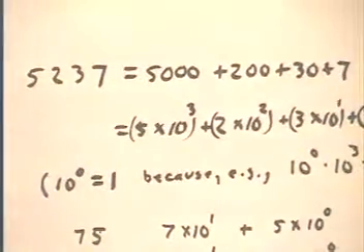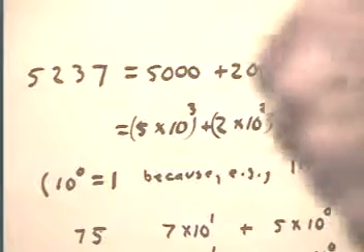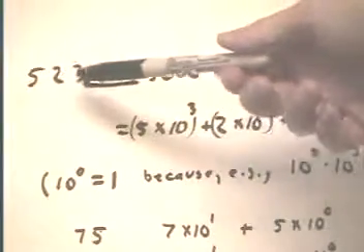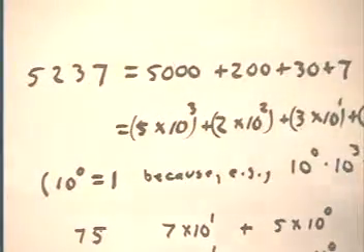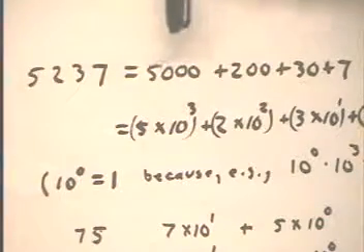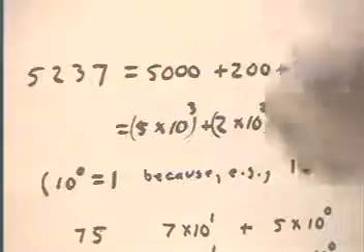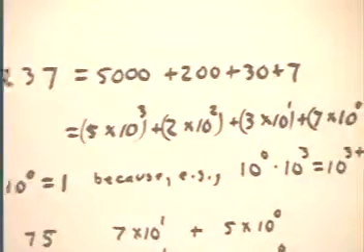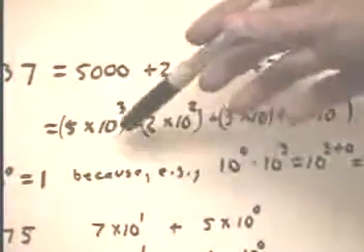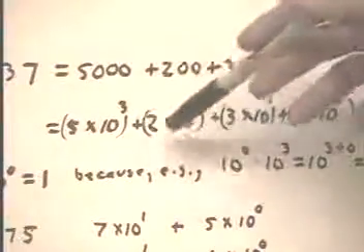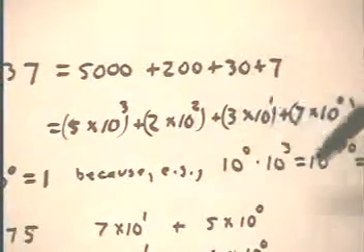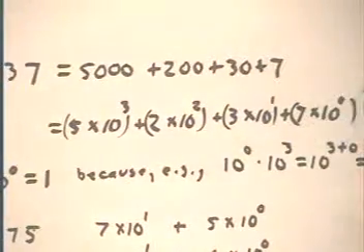Now we notice that the number 5,237 means what? In expanded notation it means 5,000 plus 200 plus 30 plus 7. Now 5,000 can be written as a power of 10: 5 times 10 to the third. 200 is 2 times 10 squared. 30 is 3 times 10 to the 1. 7 is 7 times 10 to the 0.